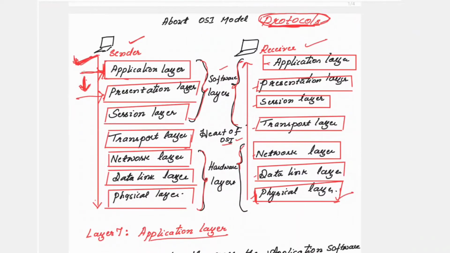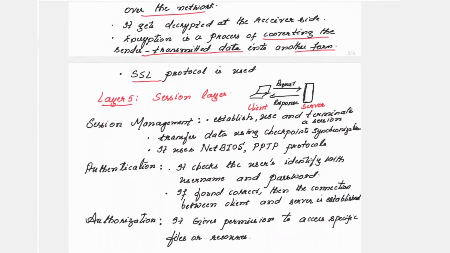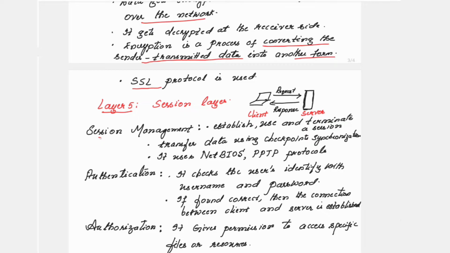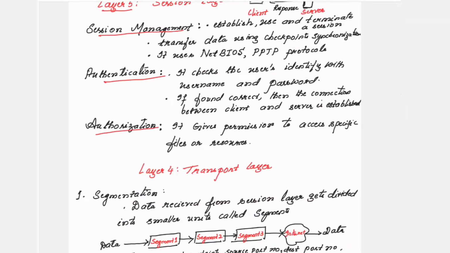Now where are we? The data has come from the application layer to the presentation layer. The presentation layer has carried out its job. Now the data is moving from the presentation layer to the session layer. So what are the functions of the session layer? That you need to check. The functions carried out at the session layer are, first, session management, then authentication and authorization. Normally these three functions are very much required to start the flow of the data from the sender to the receiver.